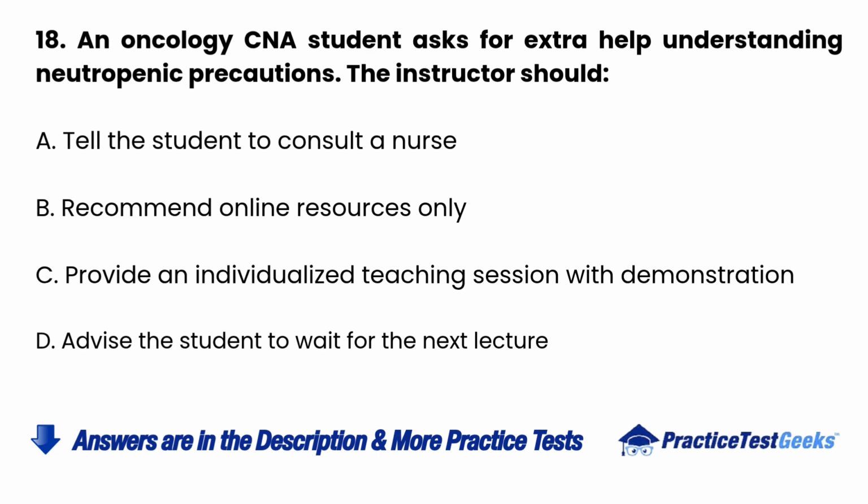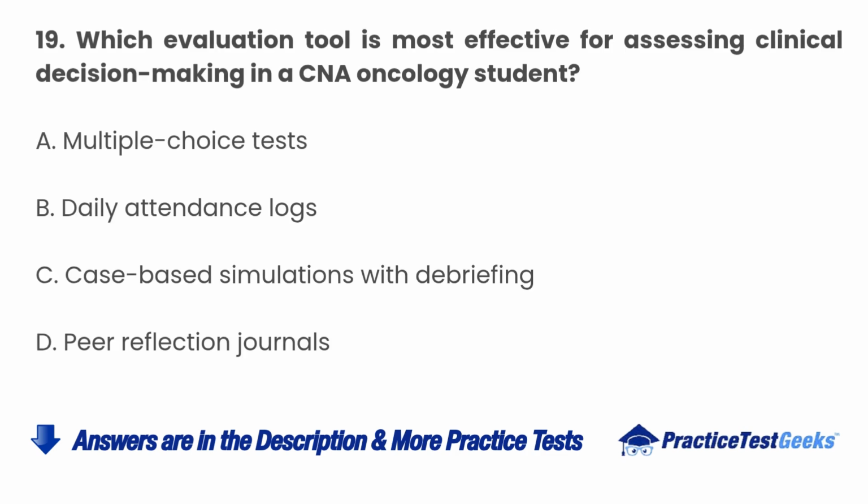18. An oncology CNA student asks for extra help understanding neutropenic precautions. The instructor should A. Tell the student to consult a nurse. B. Recommend online resources only. C. Provide an individualized teaching session with demonstration. D. Advise the student to wait for the next lecture.